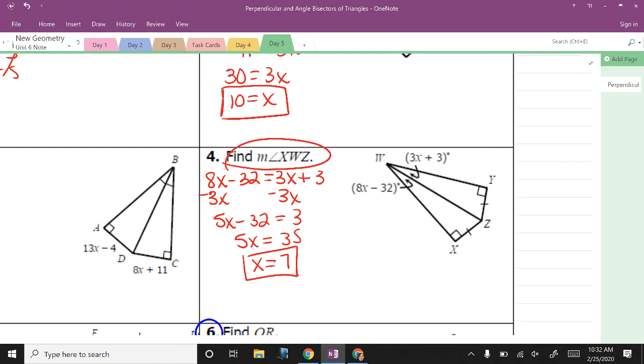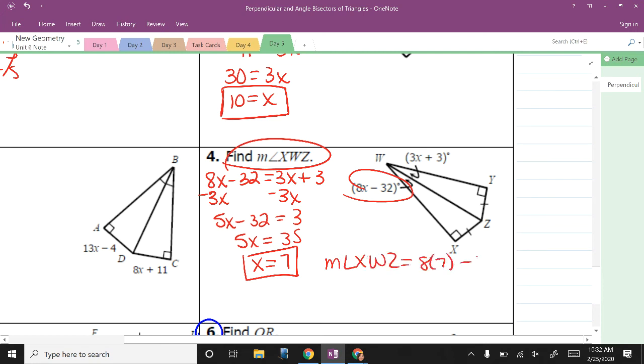So XWZ is going to be the 8x minus 32, right? So the measure of angle XWZ is 8 times 7 minus 32. What's 8 times 7? 56 minus 32 is 24 what? Degrees. What is the measure of angle YWX? 48. You double it. Okay?